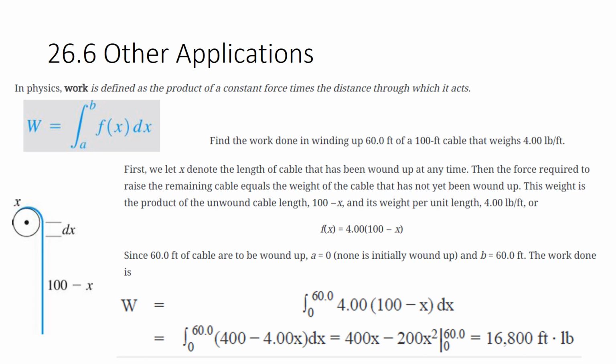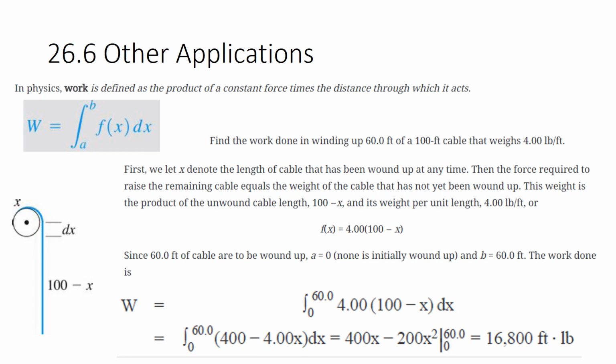Since the 60 feet of cable need to be wound up, and to begin with, none of it is wound up, it's all starting at 0. And by the time we're done, 60 feet of it will be wound up. So the work done is going to be the integral of that original formula, 4 times (100 minus x) times dx, that little infinitely small distance that we do the work, evaluated as an integral from 0 to 60 feet.